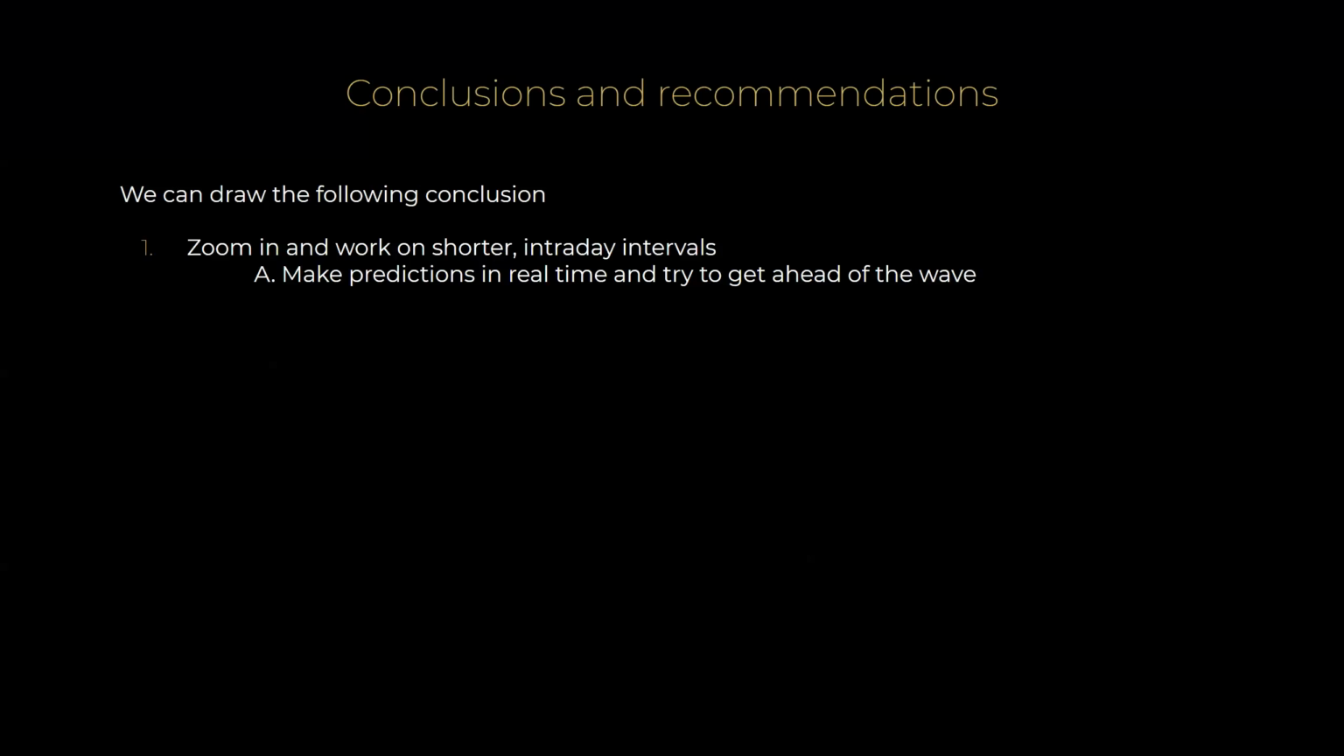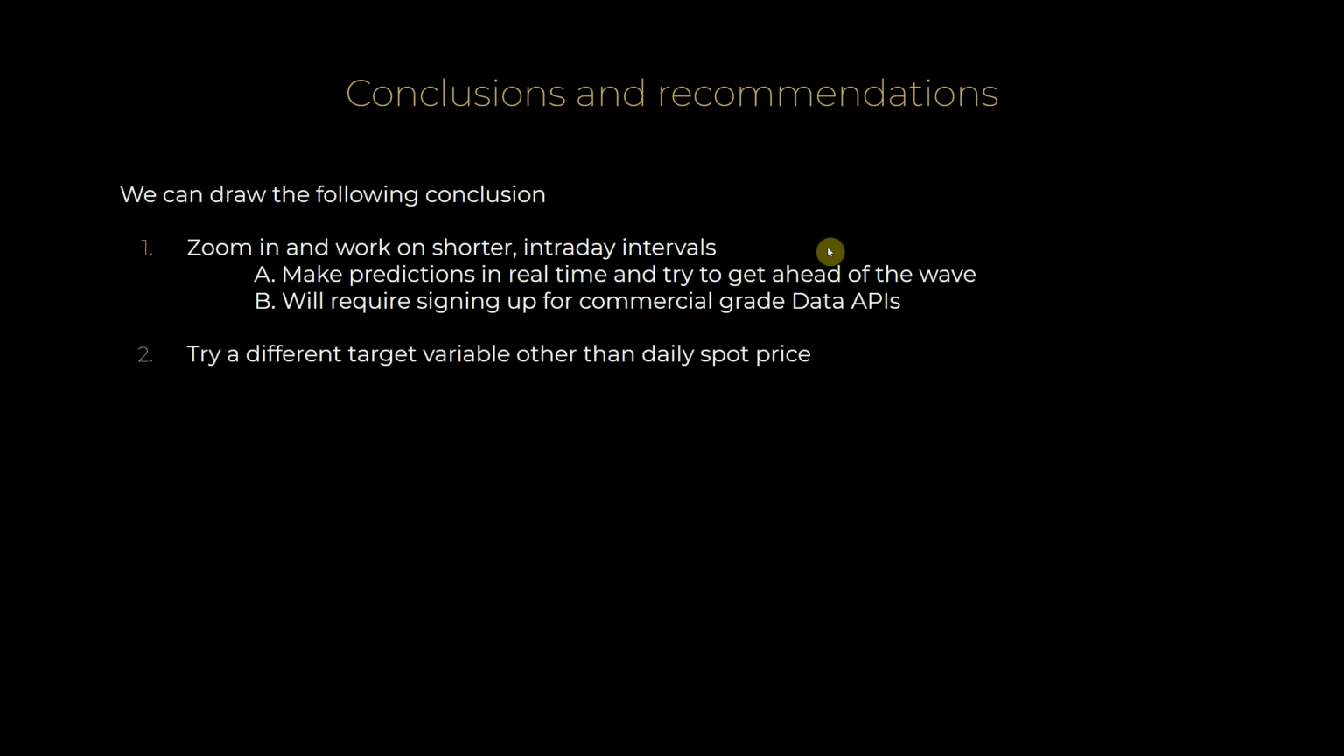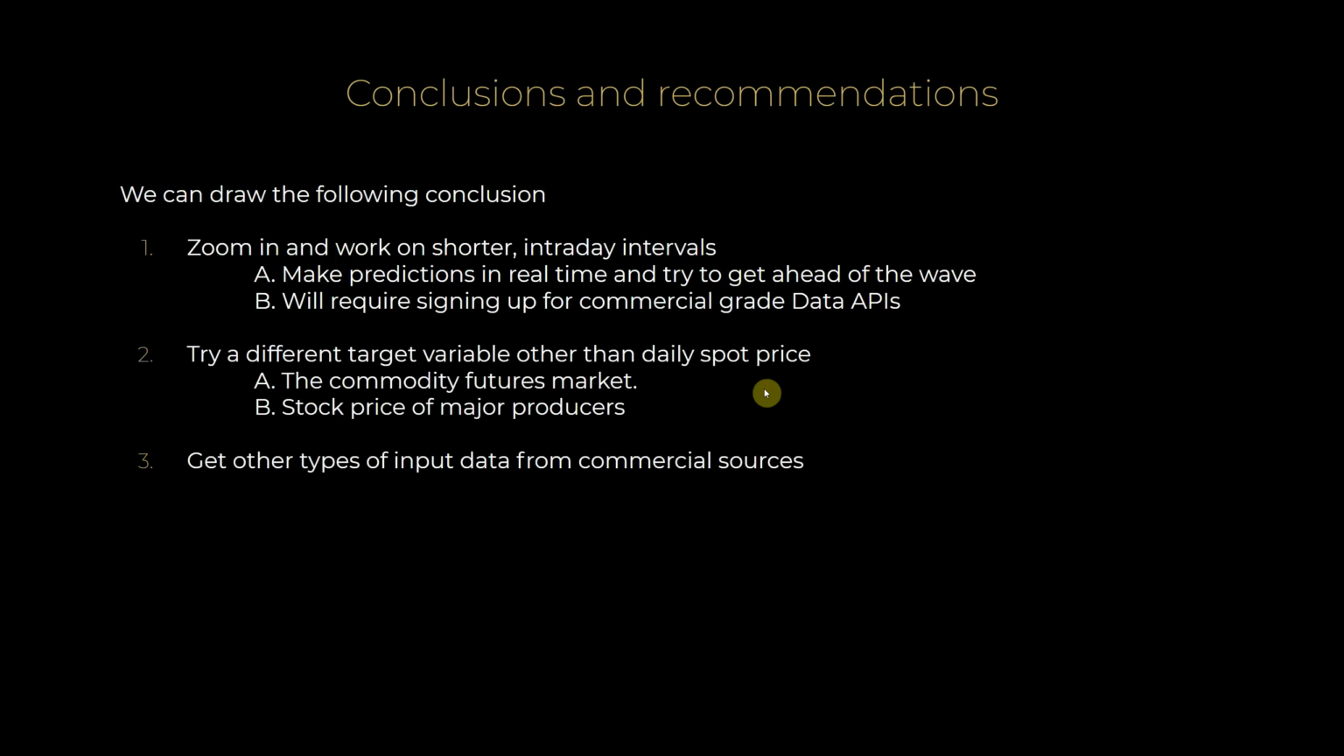I think this model will be most effective if we have a scenario where we get the Dow Jones changes in real time and then immediately use that to predict where the price is going to be in the next maybe even a few hours or a few minutes. Of course, this is going to require signing up for commercial grade data APIs. I think we might want to try something different in terms of target variables. So instead of daily spot price, maybe we could try the commodities futures market or the stock price of major producers. And then I think we could also get other types of input data from commercial sources that maybe the EIA doesn't have.